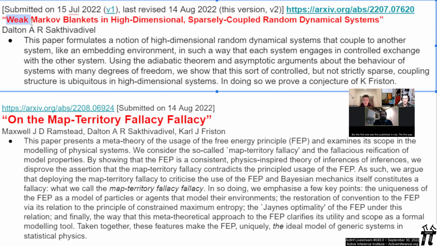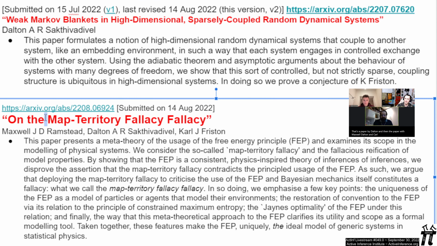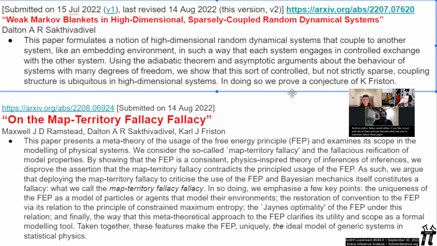The first paper is Weak Markov Blankets in High-Dimensional Sparsely Coupled Random Dynamical Systems. That's a paper by Dalton. And then a paper with Maxwell, Dalton, and Carl on the map territory fallacy. Would either of you like to just pick one of them and describe what was cool or important about these papers?